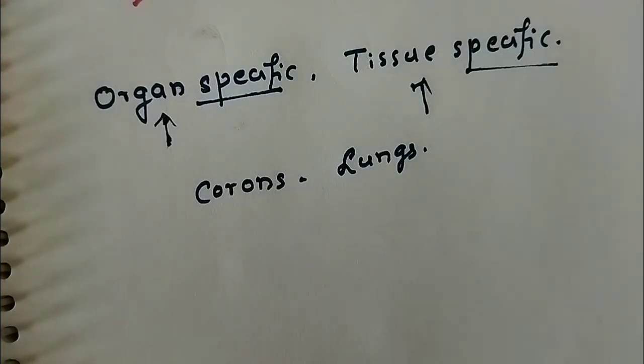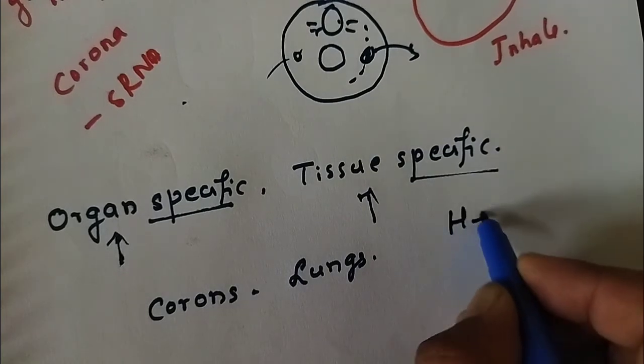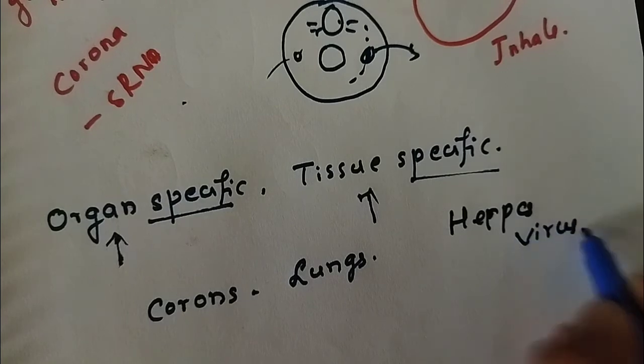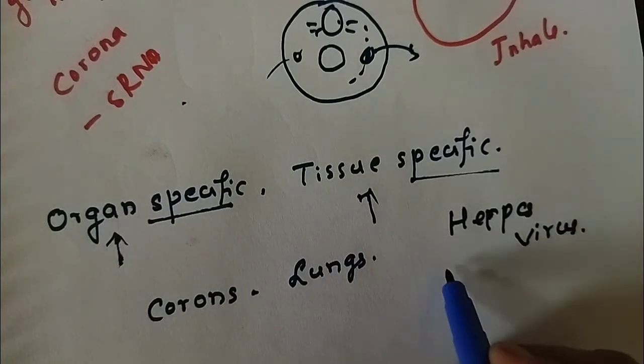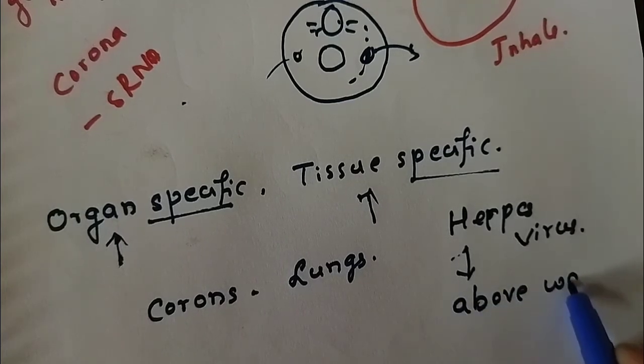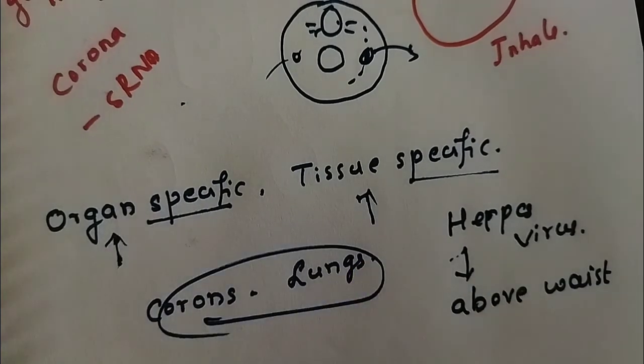For example, herpes virus causes diseases above the waist. So many of these viruses are organ specific and tissue specific. They can attack only particular organs or particular tissues. Next, we are going to study how the corona attacks and how it spoils the activity of the lungs.